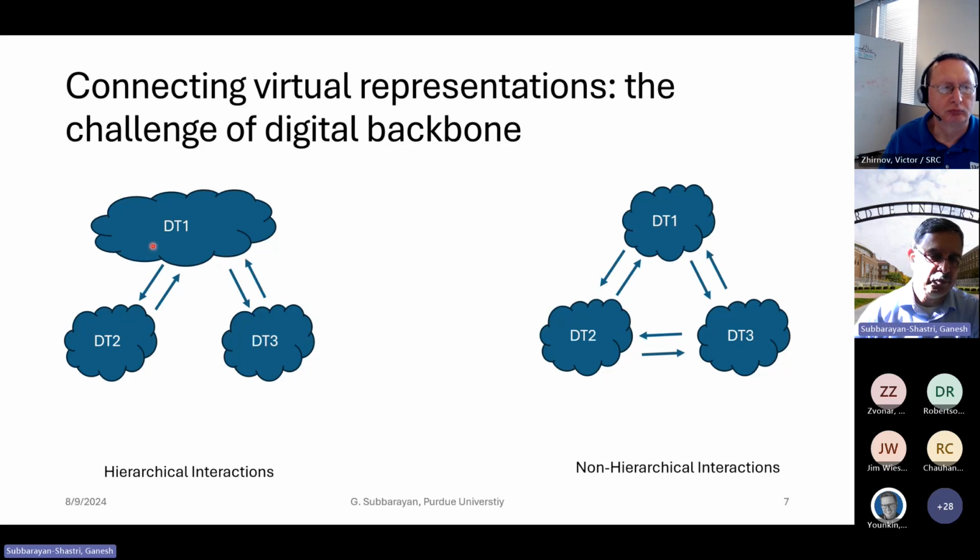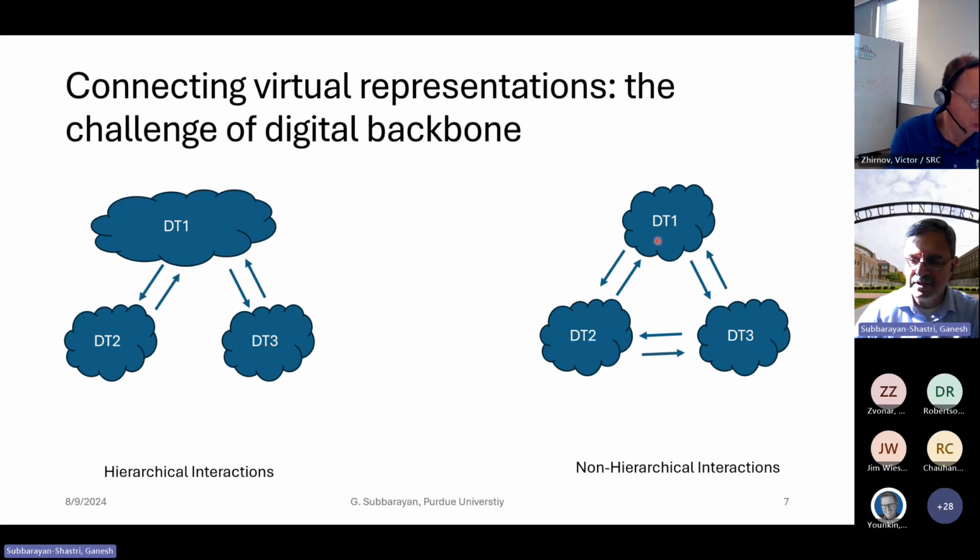I'm going to say that there are two possible ways you can pull together or have digital twins interact with each other. One might be a hierarchical interaction. So I might have a system digital twin, or the backbone digital twin, that interacts with unit digital twins 2 and 3. And it always has to be bidirectional. It cannot be unidirectional. Just the physical problem itself will dictate it to be bidirectional, as you will see later. So it has to be bidirectional.